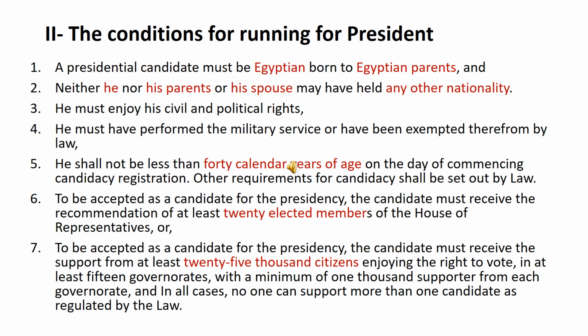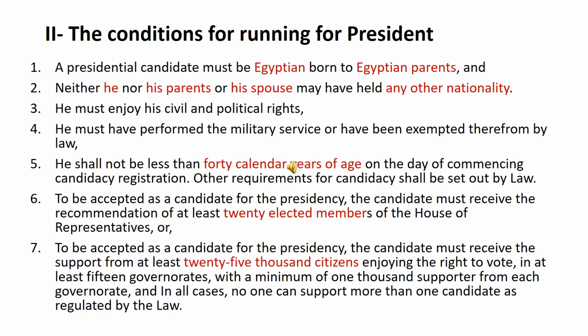This means that for a candidate for the presidential post, if he wants to be a candidate for presidency, he must, option number 1, get recommendations from 20 elected members. Okay, so he goes to the House of Representatives, and at least 20 elected members in the current House of Representatives must recommend this candidate for presidency. So this is option number 1.